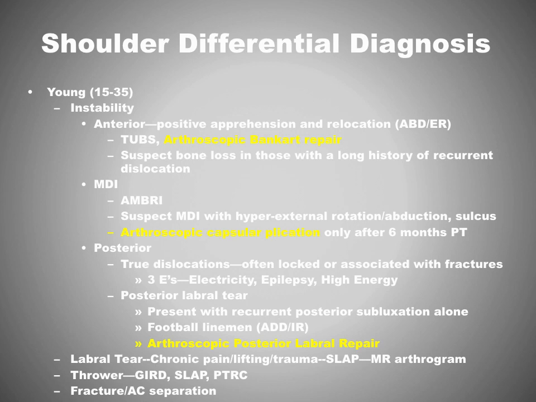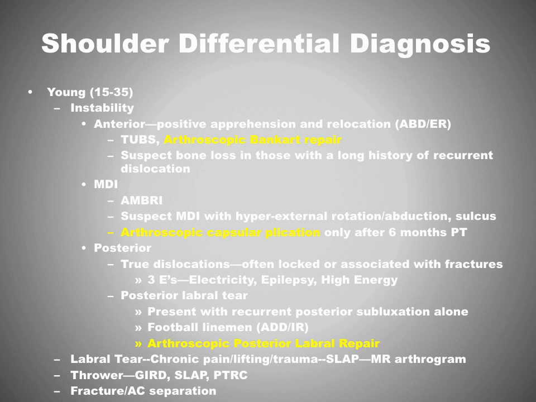Multidirectional instability, that's the mnemonic AMBRI. Atraumatic, multidirectional, bilateral, usually responds to rehabilitation and infrequently requires surgery. I suspect multidirectional instability in young patients, especially female, with hyperexternal rotation. These patients can go to 90 or 95 degrees at their side, and they can abduct their shoulder past 180. In addition, they'll oftentimes have a sulcus sign, which is gentle traction longitudinally with the arm in adduction.